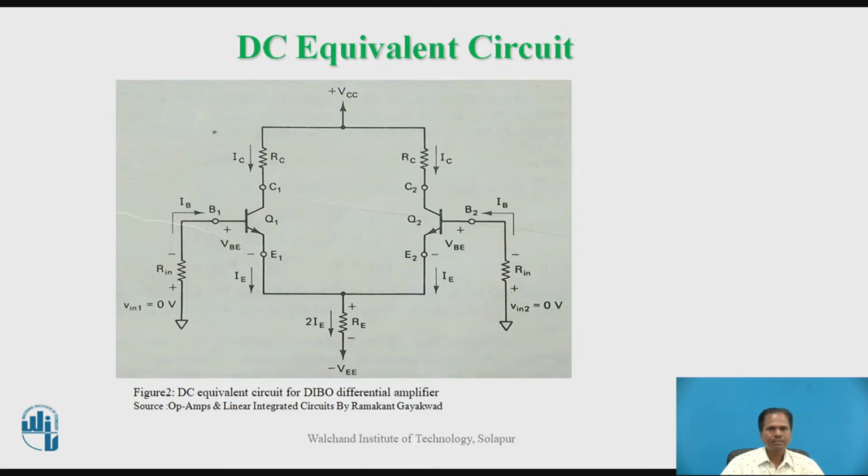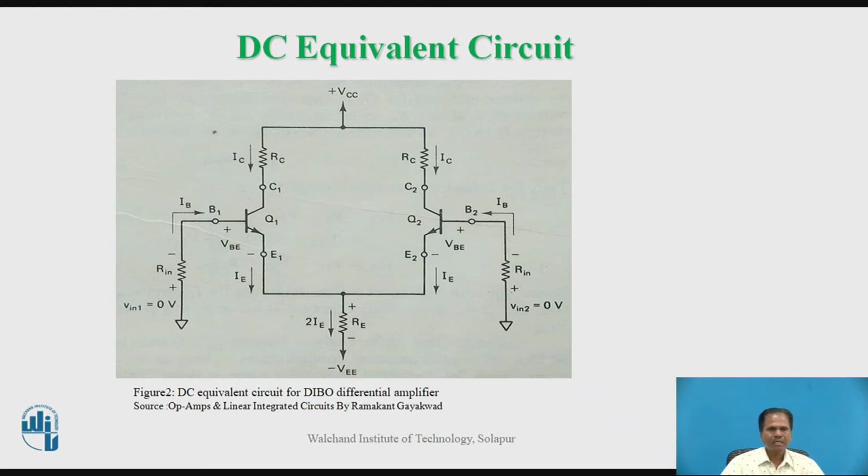Now, this figure shows a DC equivalent circuit for the basic dual input balanced output differential amplifier, in which the input AC voltage signals Vin1 and Vin2 are both reduced to 0. So, in the circuit diagram, there will be only the source resistances Rin1 and Rin2. IB1 is the current flowing through the base of transistor Q1, and the current flowing through the collector of the transistor is IC. The current flowing through the emitter of transistor Q1 is I1, and the current flowing through the base of transistor Q2 is IB2.